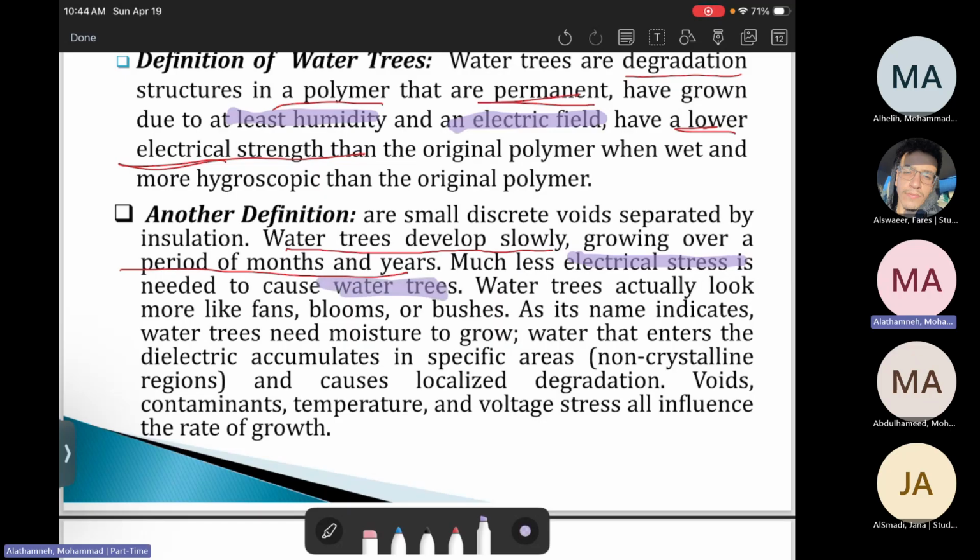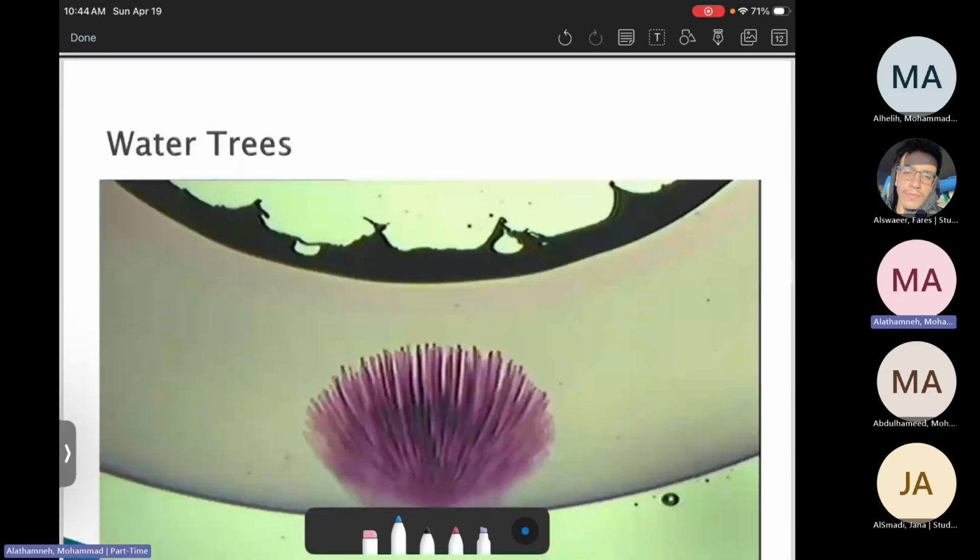Water trees actually look like fans, blooms, or bushes. As the name indicates, water trees need moisture to grow. Without moisture, the water tree growth will be very low. Water that enters the dielectric accumulates in specific areas, non-crystalline regions, and causes localized degradation voids, which is basically also void contamination. Temperature and voltage stress influence the rate of growth.